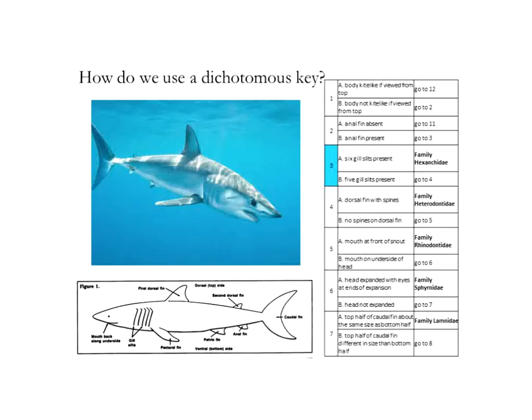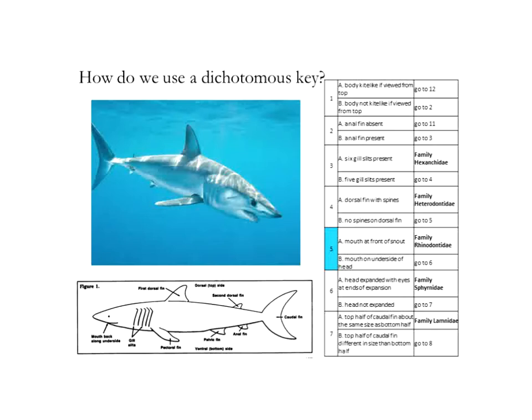Step 3 is all about the number of gill slits. If you can see in this image, I know it might be a little hard to tell, but there are 1, 2, 3, 4, 5 gill slits present. So then we're going to proceed to step 4. Step 4 is asking us about the dorsal fin, whether there are spines or whether there aren't spines. With this shark in particular, I see no spines. It just looks like a regular dorsal fin. So we're going to proceed to step 5.